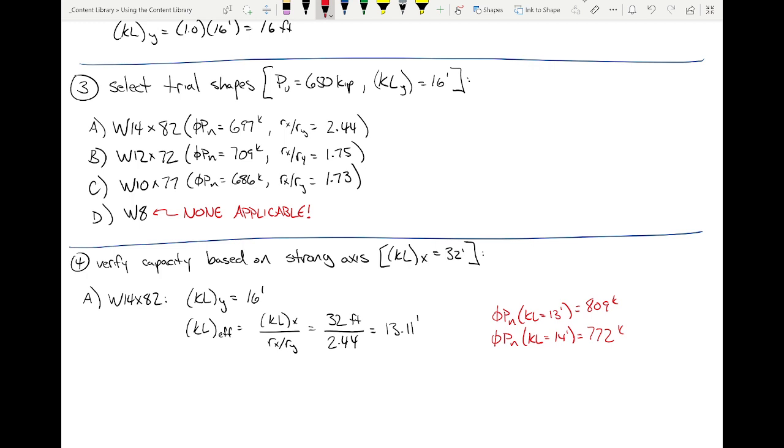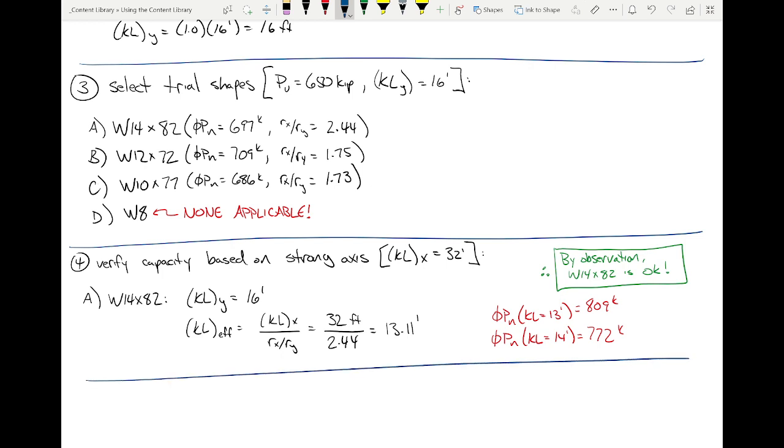Yes. Okay. Now we're going to go one step further here. So first off, by observation, W14 by 82 is okay. But I'll go one step further. Here's KLY, which is 16 feet. Here's KL effective. KL effective is 13.11.